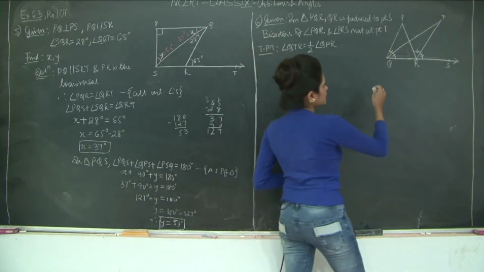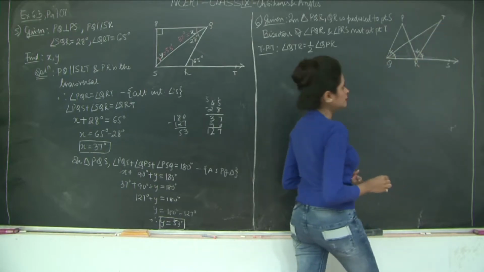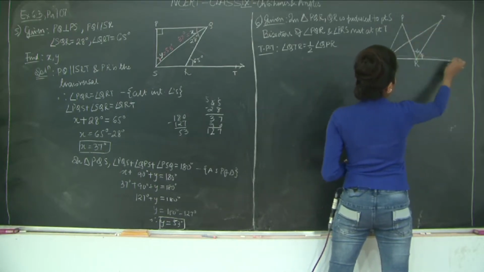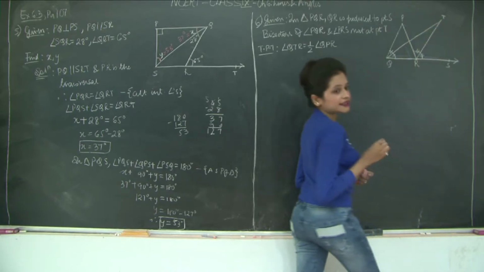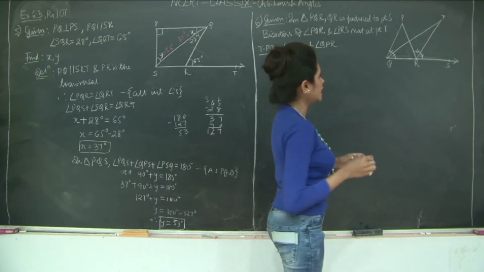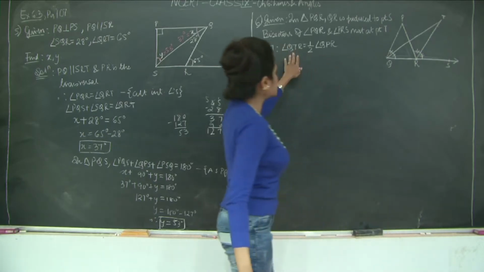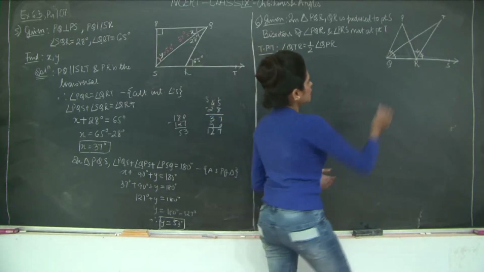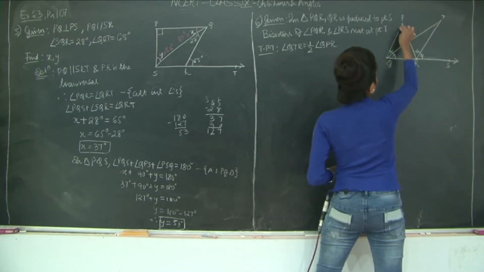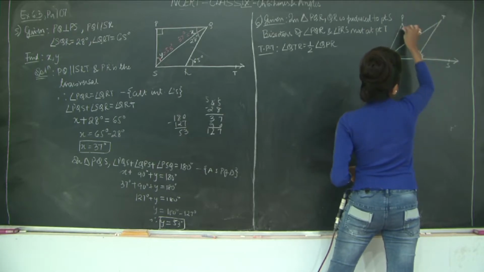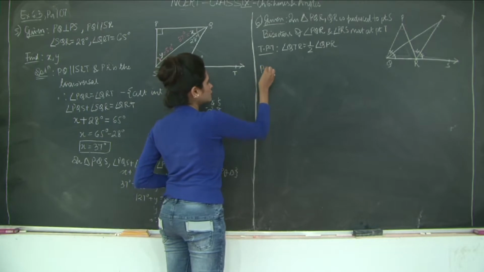So let's see the bisectors of PQR. If you notice, for PQR you have QT as the bisector, and for PRS, RT is the bisector. So QT and RT being the angle bisectors of PQR and PRS, they are meeting at point T. We need to prove that QTR, that is this angle here, is equal to half of QPR, which is this. So we need to prove that this angle is half of this angle. Let's see how we are going to proceed. I'll say proof.